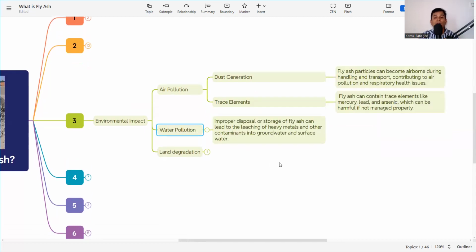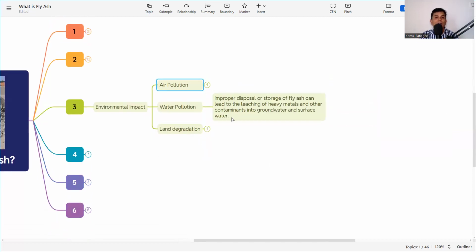Then water pollution can also be caused by fly ash. How? Improper disposal or storage of fly ash can lead to the leaching of heavy metals and other contaminants into the groundwater and surface water. So if all those materials go into the groundwater and the surface water, it will come up whenever we are digging out the water from the ground, and it will be consumed by animals or humans. So again, it will be a threat for human life or plant or animal life. So fly ash also causes water pollution.